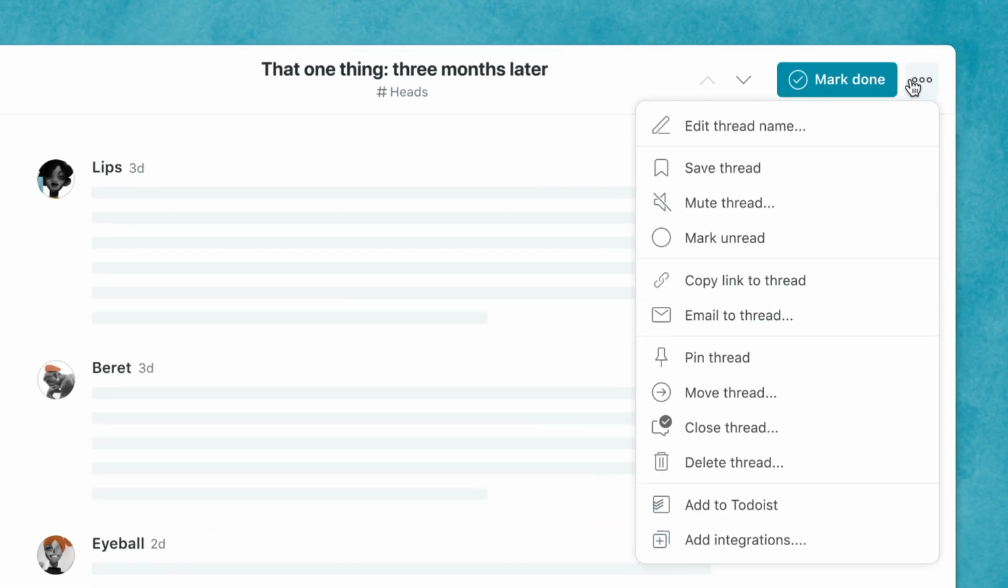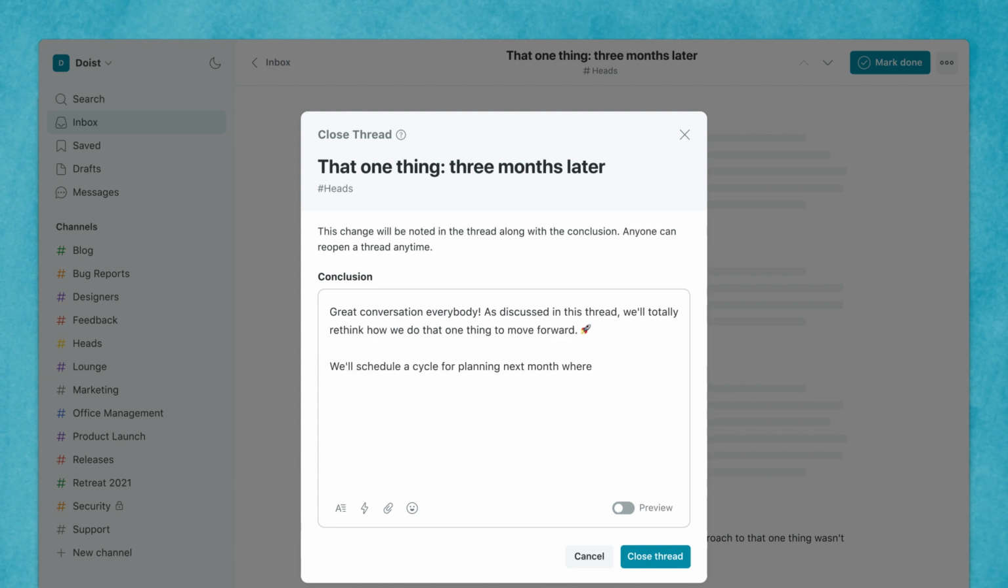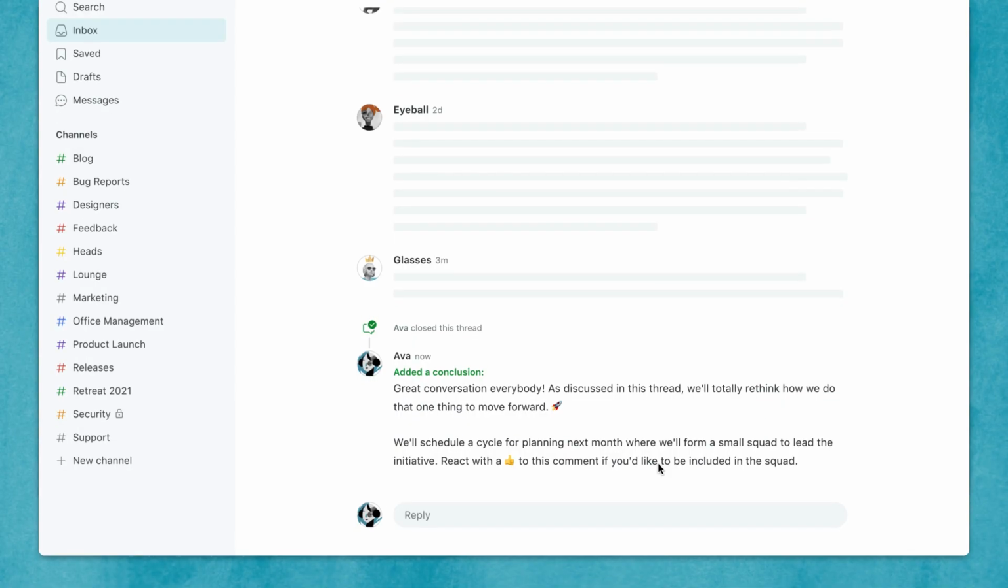Once you've reached a conclusion, close the thread with a short summary so everyone in your workspace can see the decision you made, right alongside the discussion that got you there. And that's all there is to know about threads and Twist.